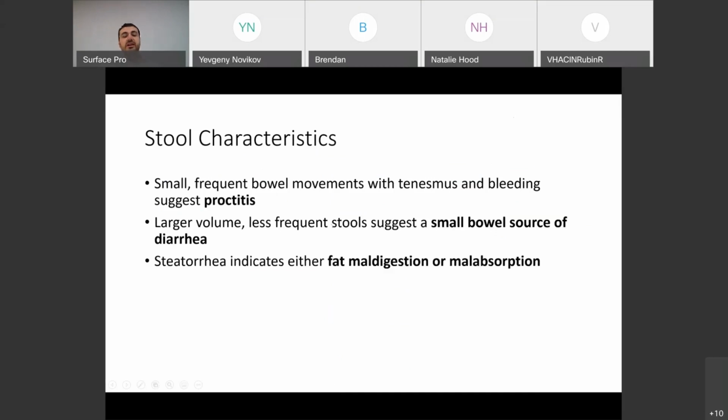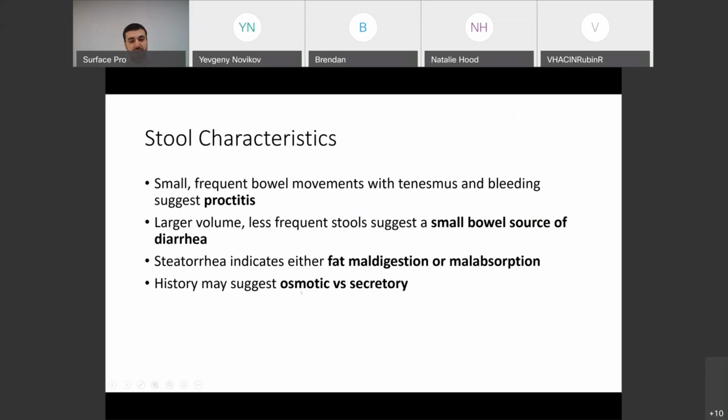Steatorrhea indicates either fat maldigestion or malabsorption. So pretty simple, either it's not being digested or it's not being absorbed, and so you're having a lot of fat come out in the stool. And then by history, this is really important to distinguish. This is important for medicine boards. It's important for when you're rotating in the GI clinic.